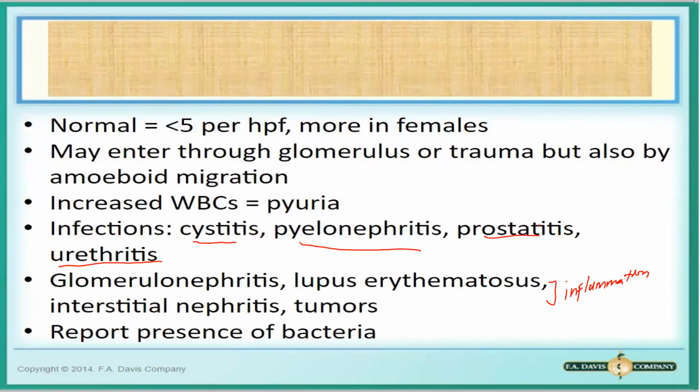So, normal values natin dito, same, 3 to 5 din per high power field or less than 5 per microliter. Okay? More in females, naturally more in females. That is because of the contamination from the vaginal tract.